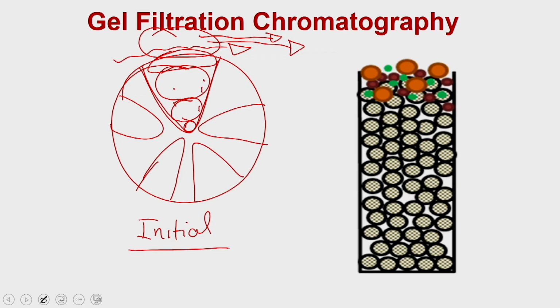Now, this is the situation when you have initially injected the molecules and they are actually passing through the different layers. So, this kind of distribution is going to occur from the first layer to the last layer of the column, which means the first layer is going to have the smallest objects. The second layer is going to have the objects which are larger than this, and the third layer is going to have the objects larger than this.